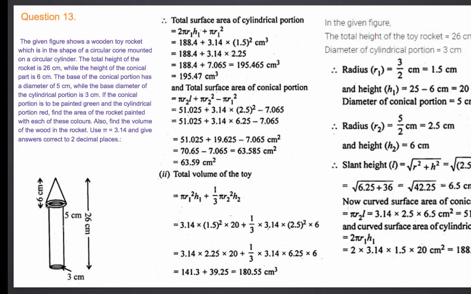Take the half of it. Radius of cone will come out as 5 by 2, which is 2.5, and the radius of cylinder will come out 3 by 2, which is 1.5. Now I know all the values.